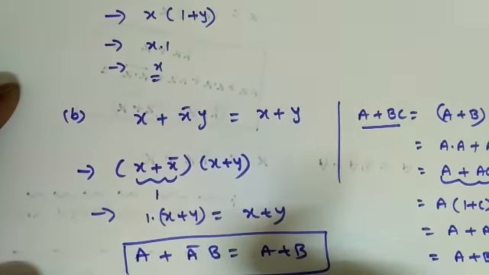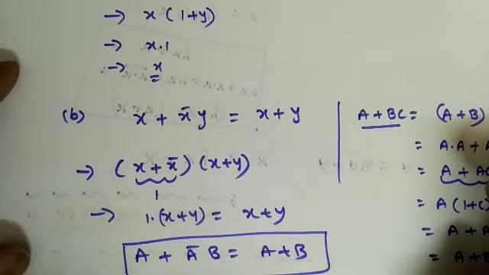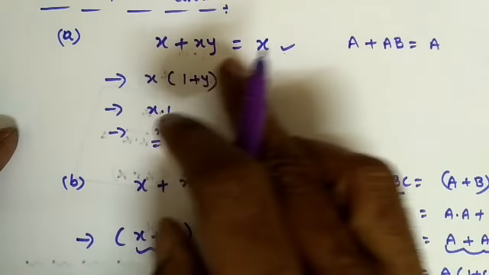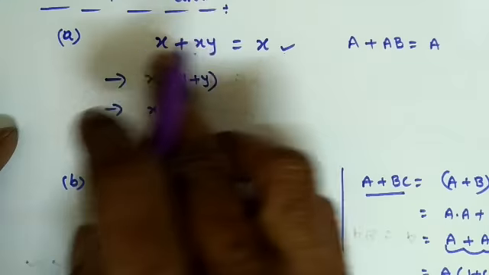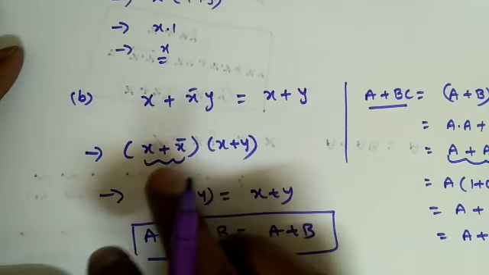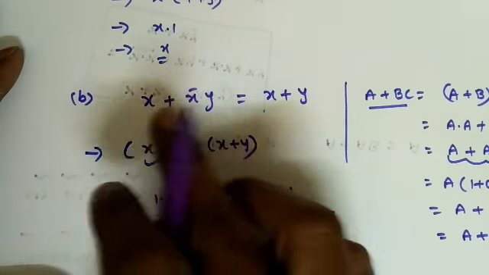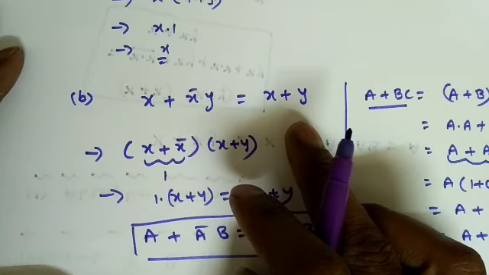So these two theorems are very helpful when we simplify logical or Boolean expressions. Anyway, this is very simple: take x common and you will get the answer. But here we need to apply a rule, distributive, x plus x bar into x plus 1. Then only we'll get this x plus 1.